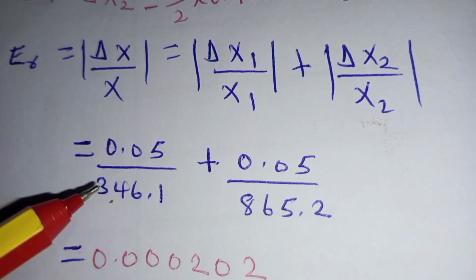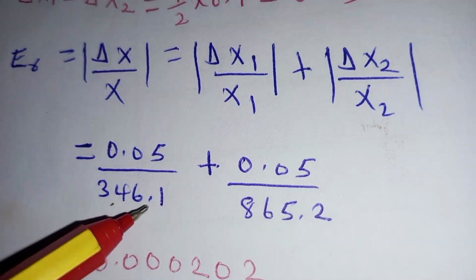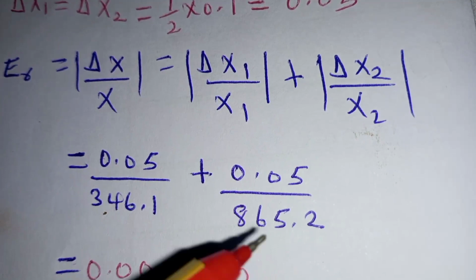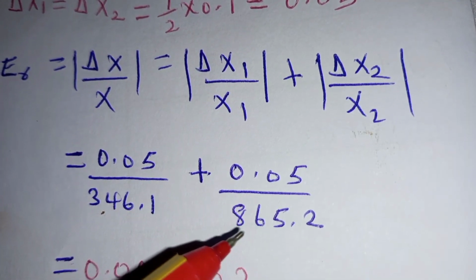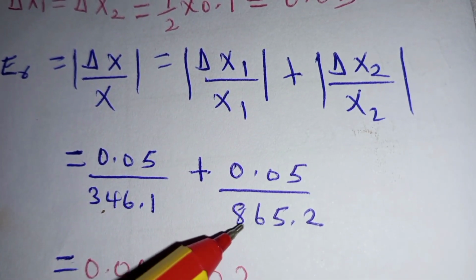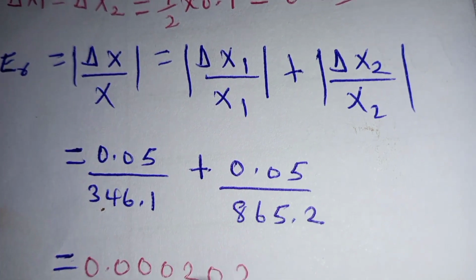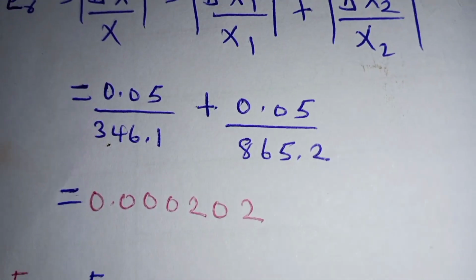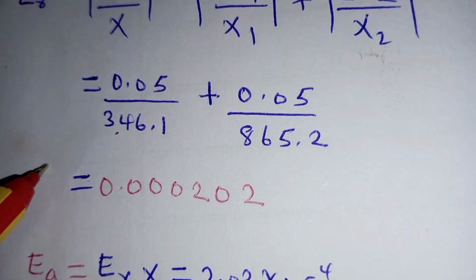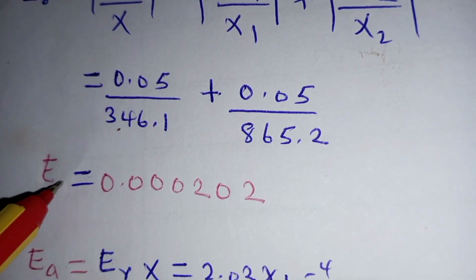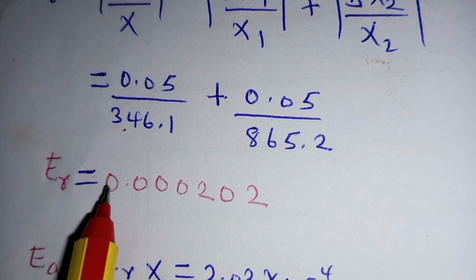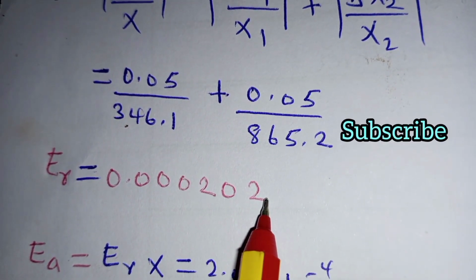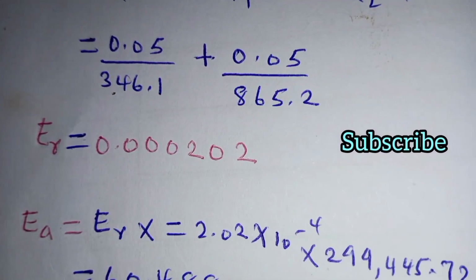So we substitute error in x1, which we have obtained as 0.05, x1 is 346.1, plus error in x2, which is 0.05, divided by x2, which is 865.2. So when you simplify these two numbers and you add them, you obtain that relative error is equal to 0.000202 to 3 significant figures.